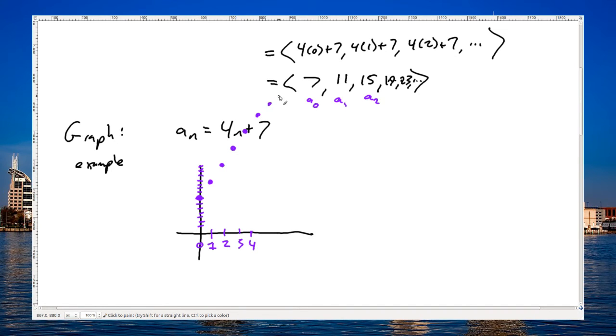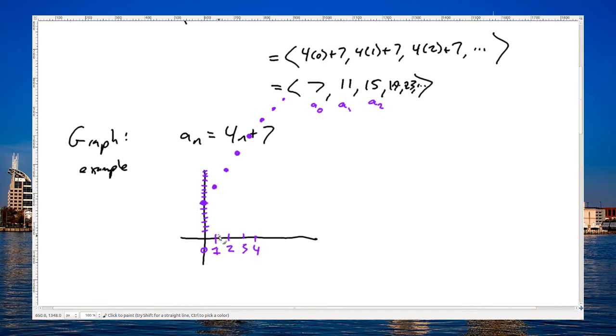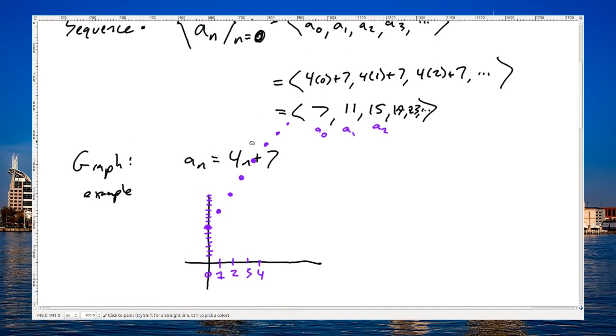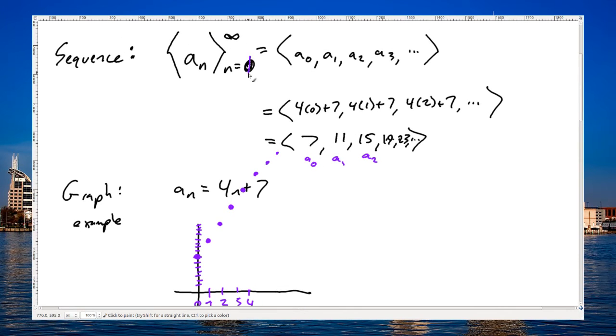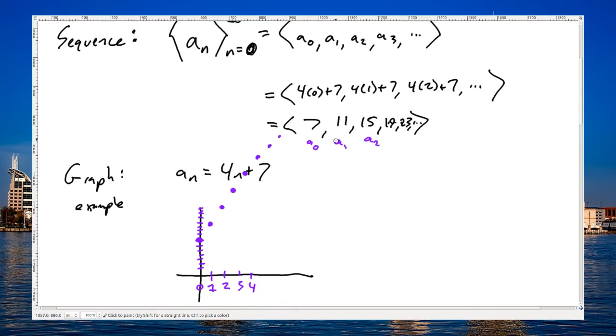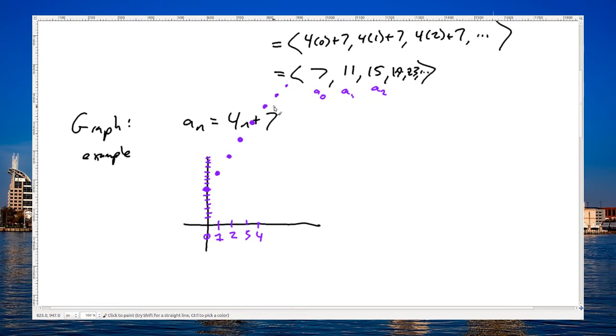Even though it keeps on going and going and going, we don't connect the dots because in a sequence, nothing exists between these numbers. There are no fractions allowed to be plugged into a sequence because it's just a list of numbers starting with usually 0, although if it was a 1, then we would just scratch this part out. We would start with 11 instead. But we just have a list of numbers and we can graph them just like we graph a function if we would like to. All right, let's take a look at a couple of examples involving these explicit formulas.